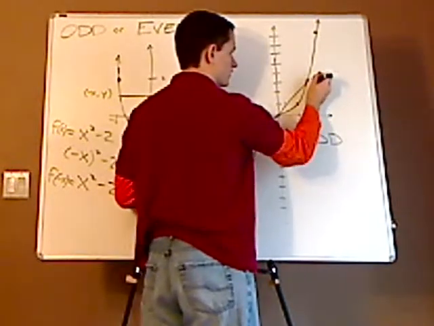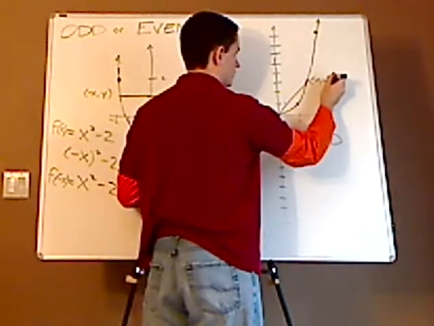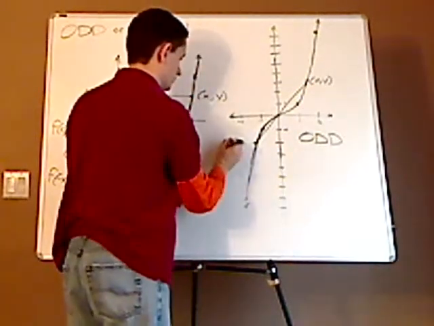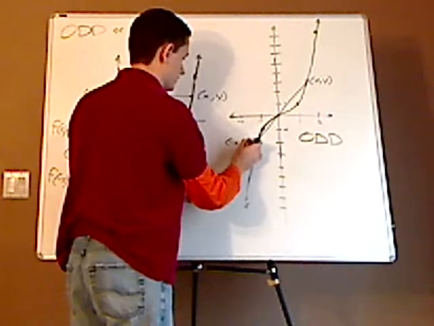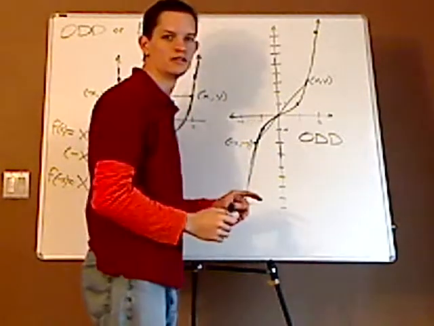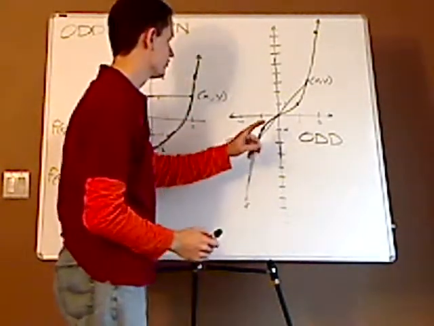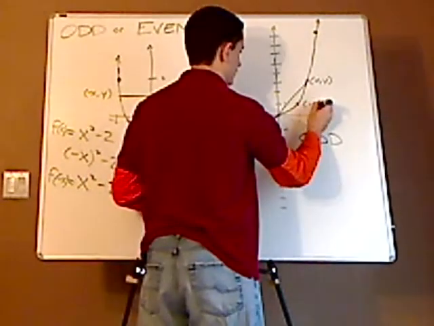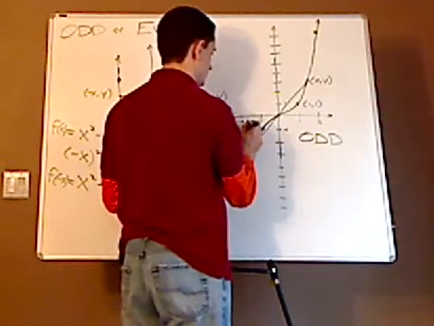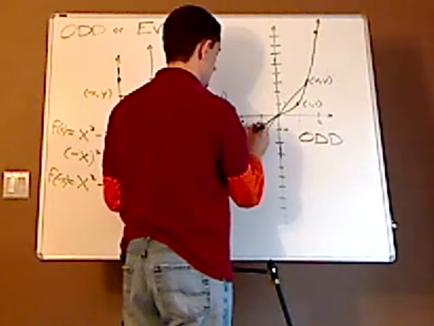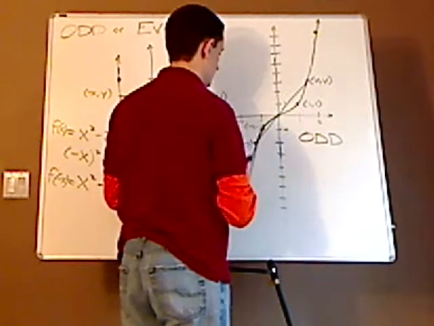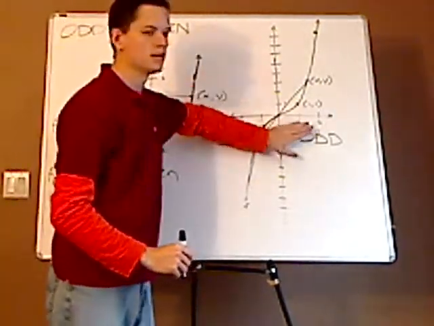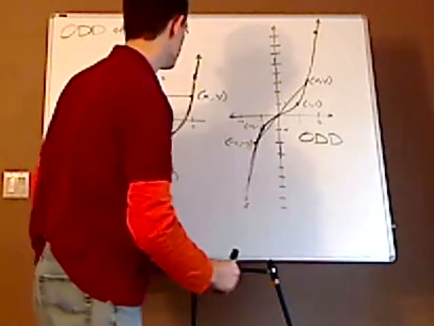And I select a point here. This is positive x, positive y. Now this is negative x, negative y. You see that? If I was to select a point here, let's say like 1, 1, this would be negative 1, negative 1. You see that? So this is an odd function.